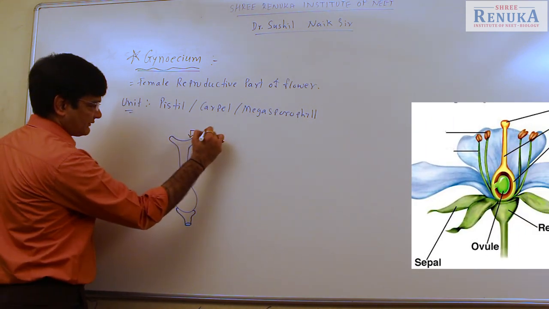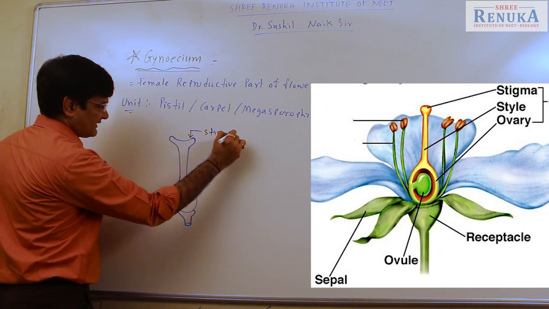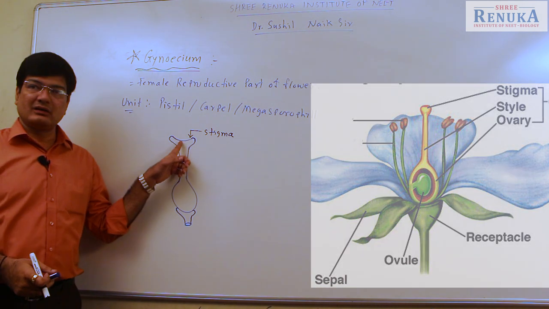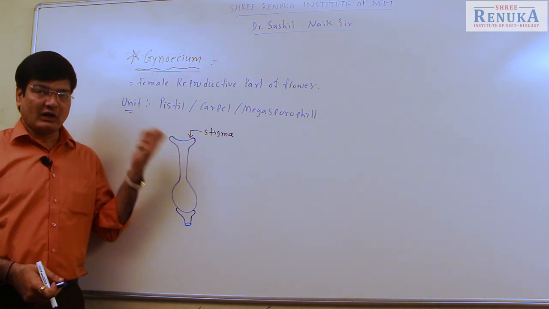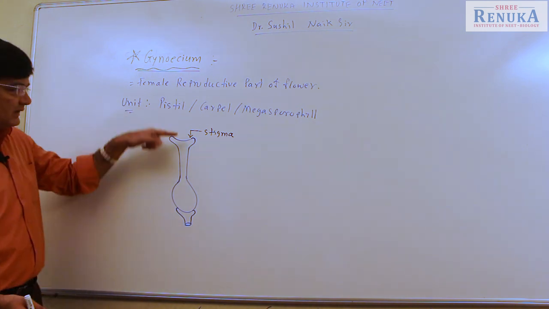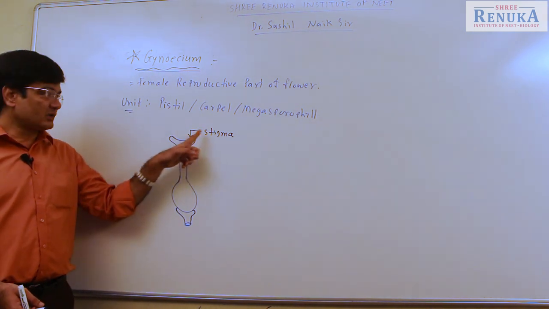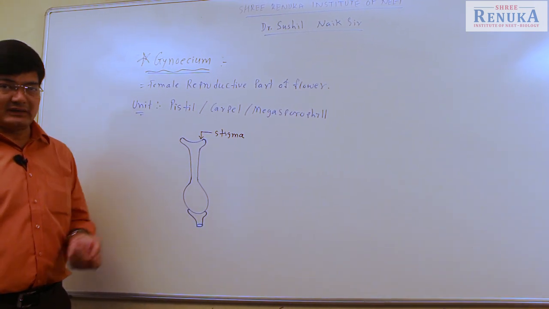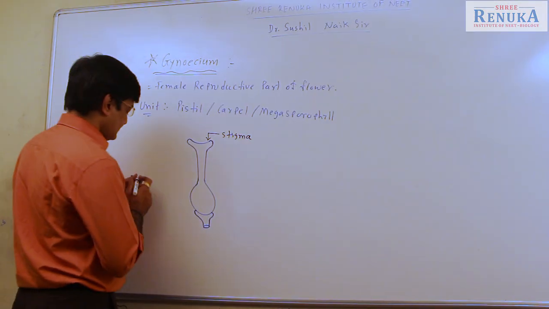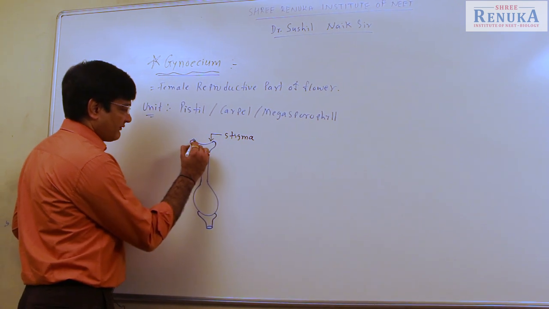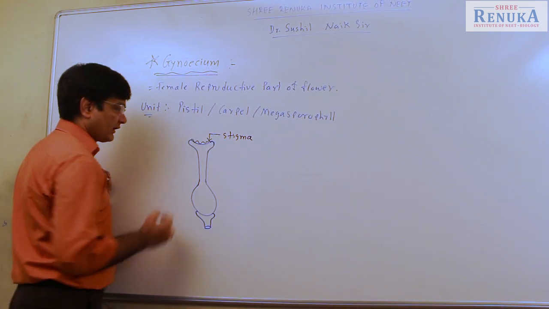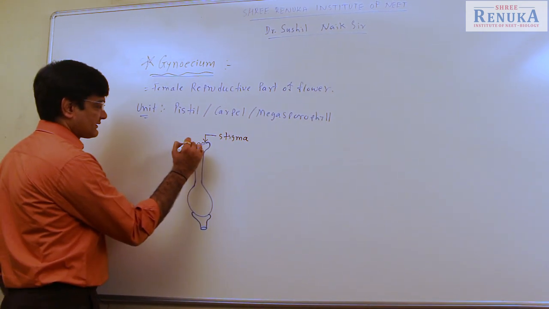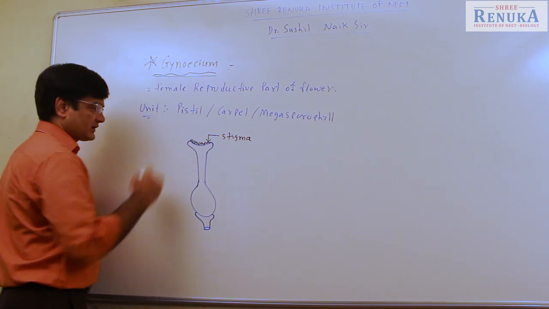The uppermost part is the stigma, which is the receptive part for the pollen grain. After pollination, pollen grains settle on the stigma. Stigma is of various kinds, depending on the plant families. In some cases, it has a wavy margin or a knob-like structure. In some cases, it is a filamentous structure.